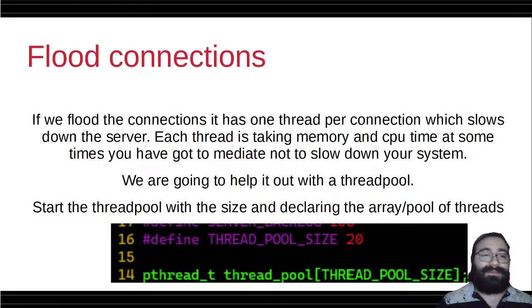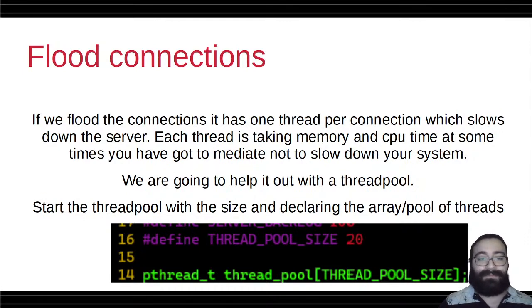Flood connections. If we flood the connections, it has one thread per connection, which slows down the server. Each thread is taking memory and CPU time. At some point you have to mediate, so as not to slow down your system. We're going to help it out with a thread pool.